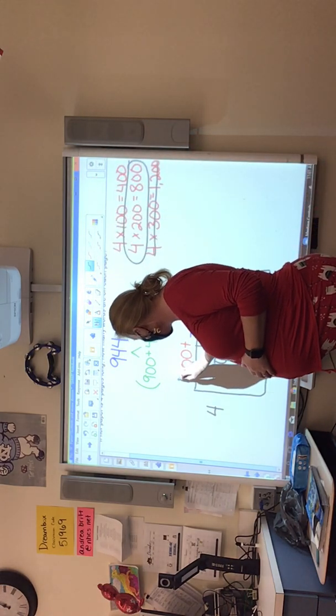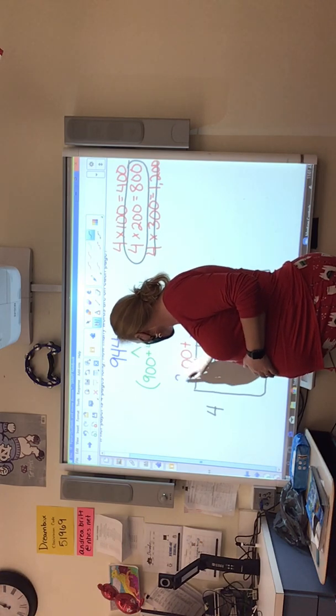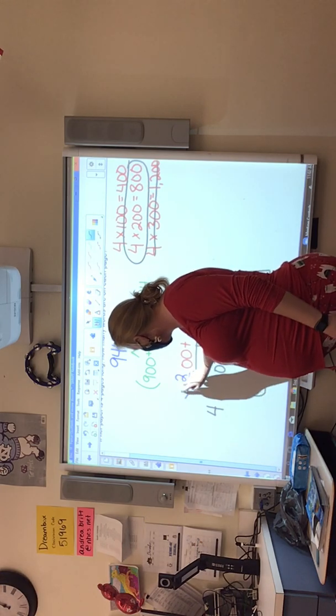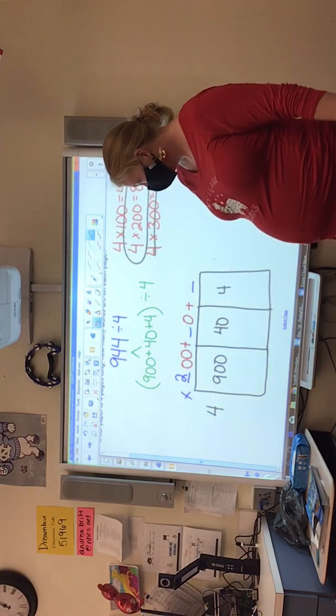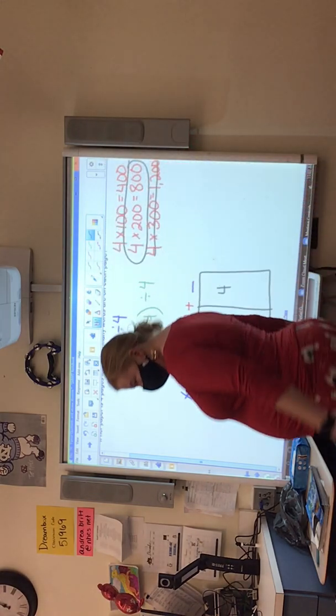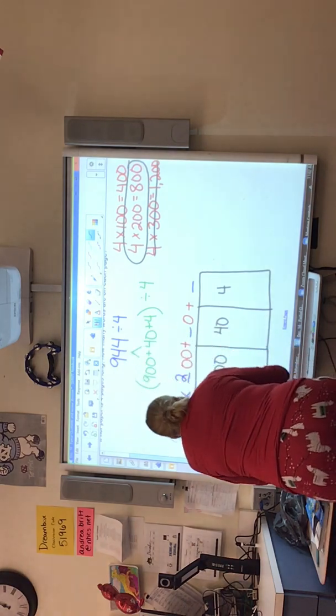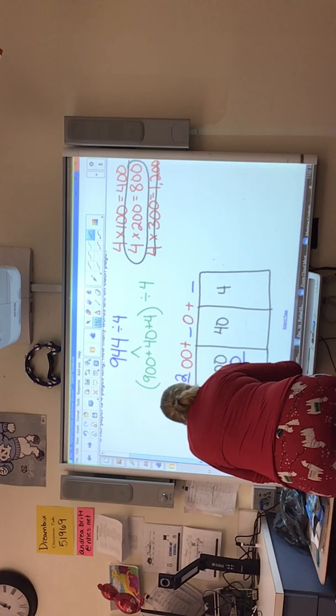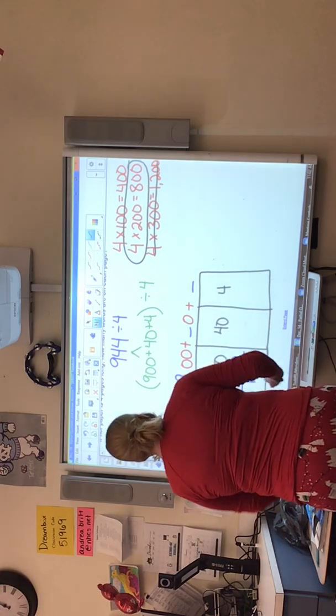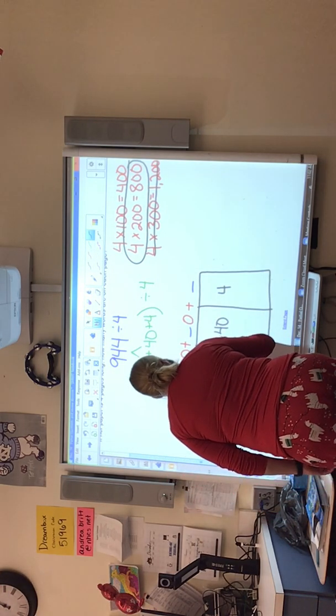Perfect. So I'm going to put my 200 here, and I'm going to say 200 times 4 is, Caden? 800. Where does that 800 go? Under the 900, and then you subtract it and get 100. And then you bring the 100 over to the middle box. Good job. Then I get 100 and I bring it over.